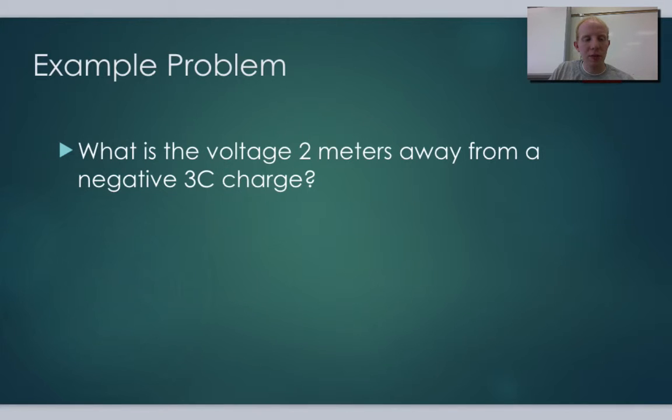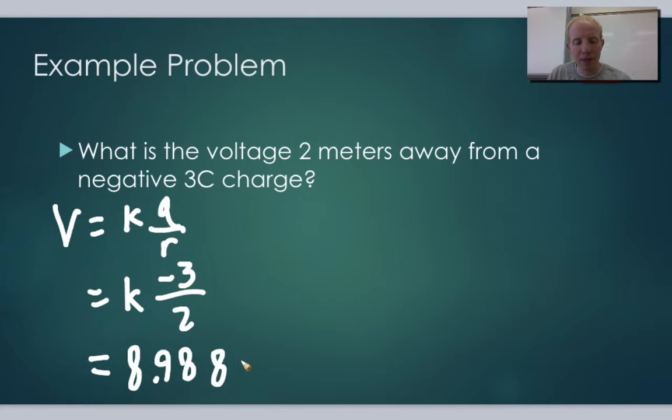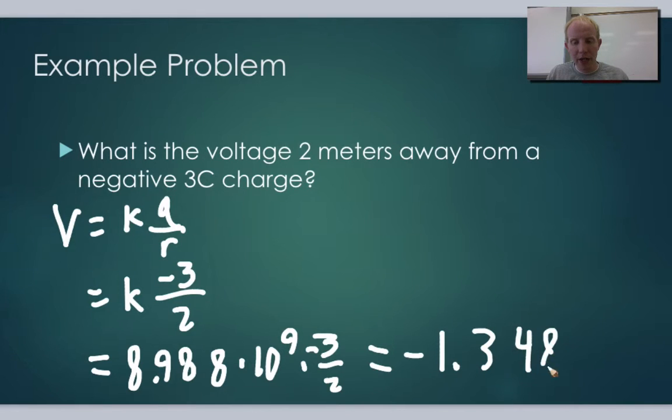And so if you plug that into the equation, voltage equals kQ over r, you get the voltage 2 meters away from a 3 coulomb charge. And again, this is a negative 3 coulomb charge, so we put negative 3 over 2, times 8.988 times 10 to the 9th. And when you put that in your calculator, you get negative 1.348 times 10 to the 10th volts. Okay? And so that's the voltage.